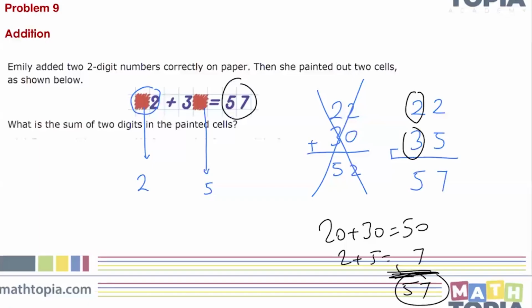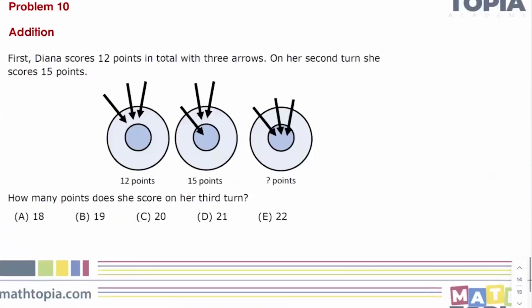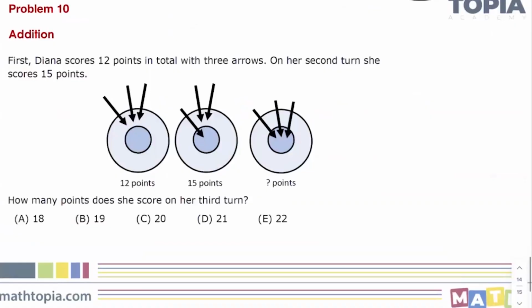Today's session's last problem would be, very good. It's called a Kangaroo math problem, a 3rd grade problem, but we can still understand it. And today's challenge is, let's first try to understand the problem. Sare, please go ahead, read the problem to us. First, Diana scores 12 points in total with 3 arrows. On her second turn, she scores 15 points.